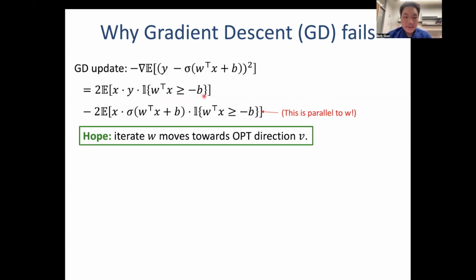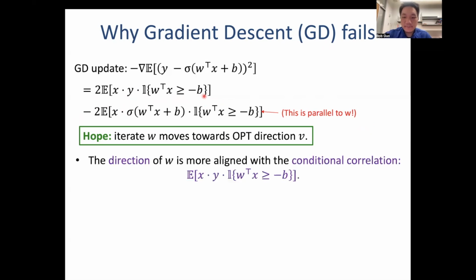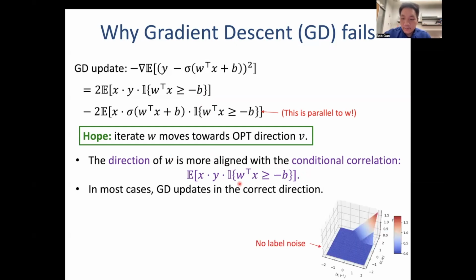And the hope is that this first term will help move the iterate W towards the correct direction that opt has, which is V, as we denote. To be specific, the direction of our iterate W will become more aligned with the following conditional correlation. This is just the first term. This correlation is between X and Y on the event that W transpose X is greater than some negative B. And in most cases, the gradient update will be in the correct direction. One example where it will be correct is the case where there is no label noise.